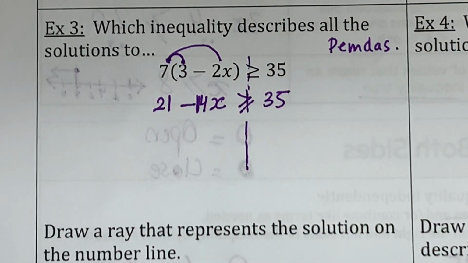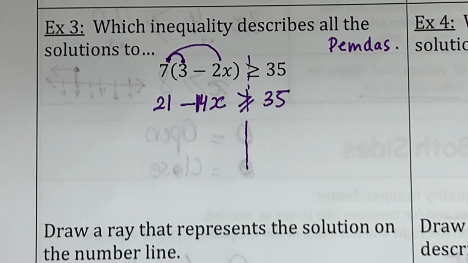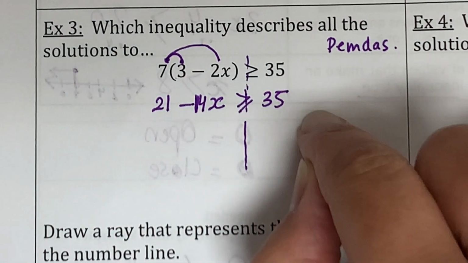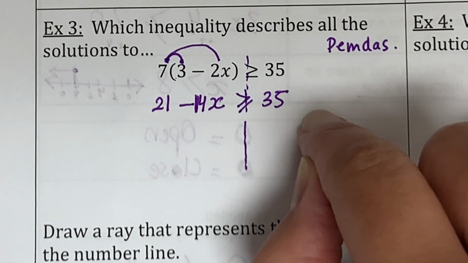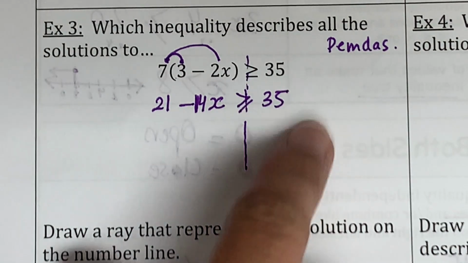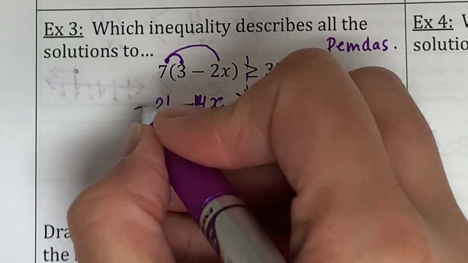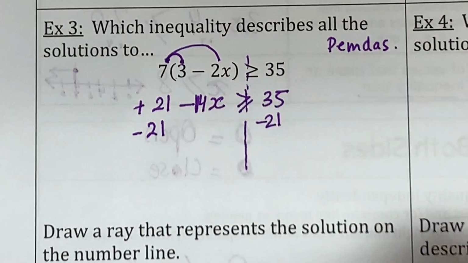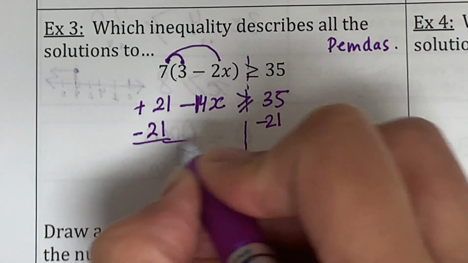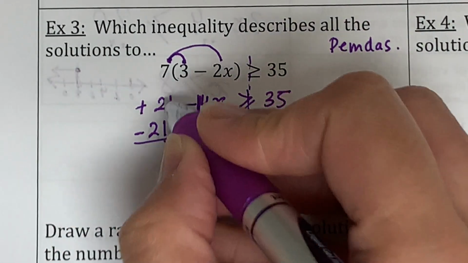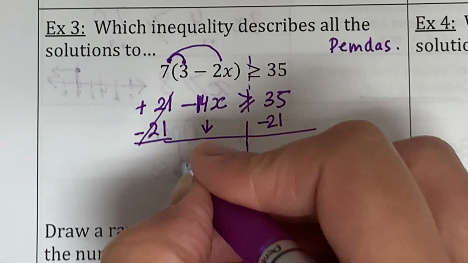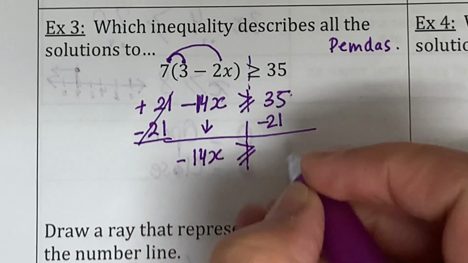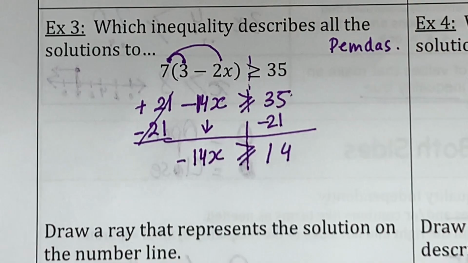Partition line. Move the variable to the left. Now I don't have any variable over here, so I can skip this step and just do the next step, which was move the constant to the right. So this is plus 21. I do the opposite on both sides. So subtract 21 on both sides. 21 minus 21 is 0. Bring down the -14x and the symbol. 35 minus 21 is 14.